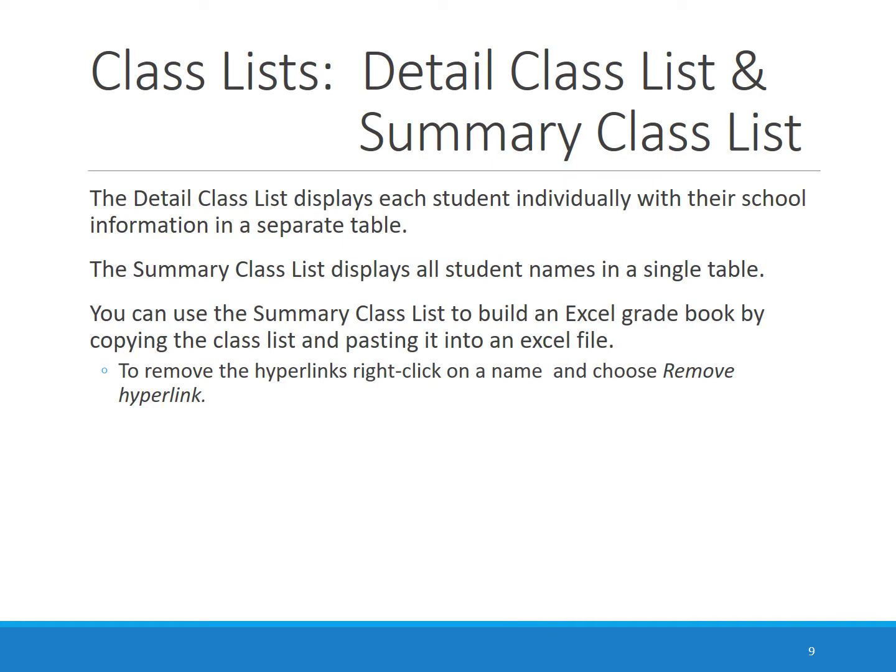There are two different types of class lists. The detail class list displays each student individually with their school information in a separate table. The summary class list, however, displays all of the student names in a single table. If you would like to build an Excel gradebook, using the summary class list will be a simple way to create it.